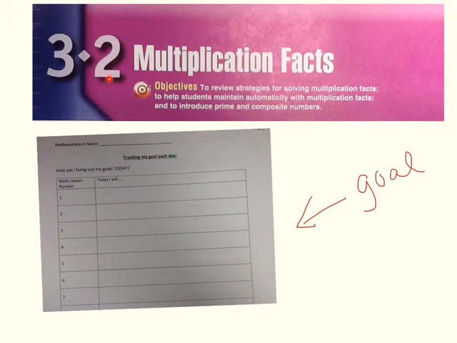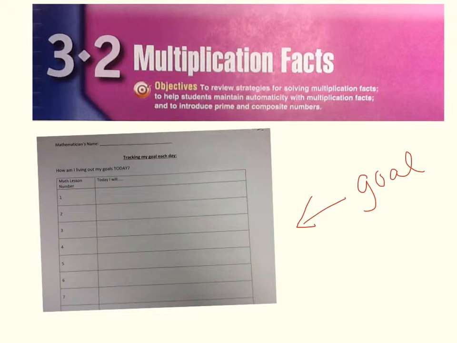We're going to be doing lesson 3.2. It's called Multiplication Facts. The goal of this lesson is to review strategies for solving multiplication facts. And we're going to help you to maintain automaticity with multiplication facts. In other words, getting them in a snap. And you're going to learn about something called prime and composite numbers.